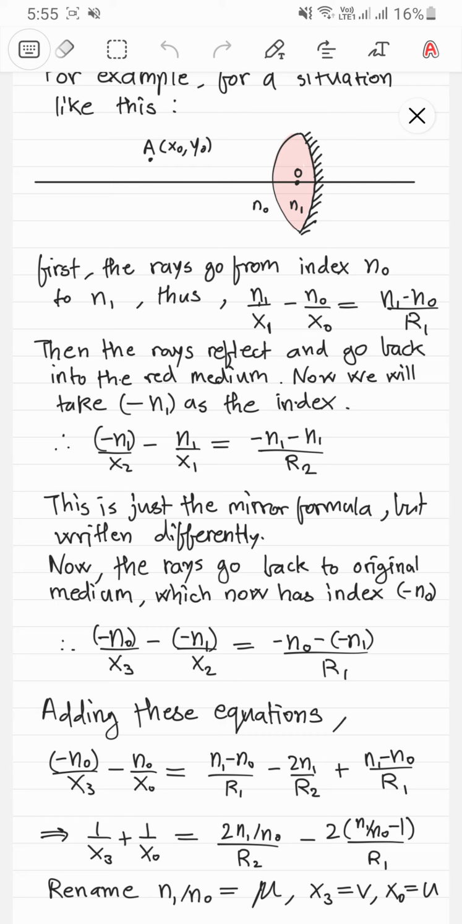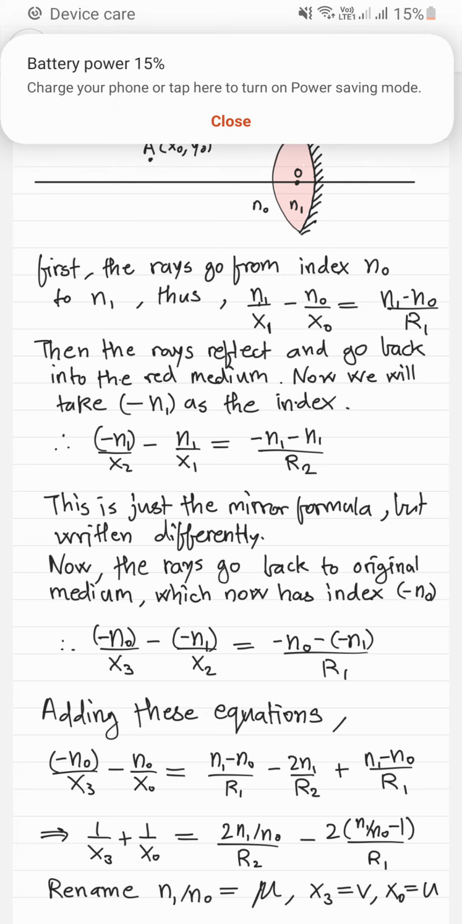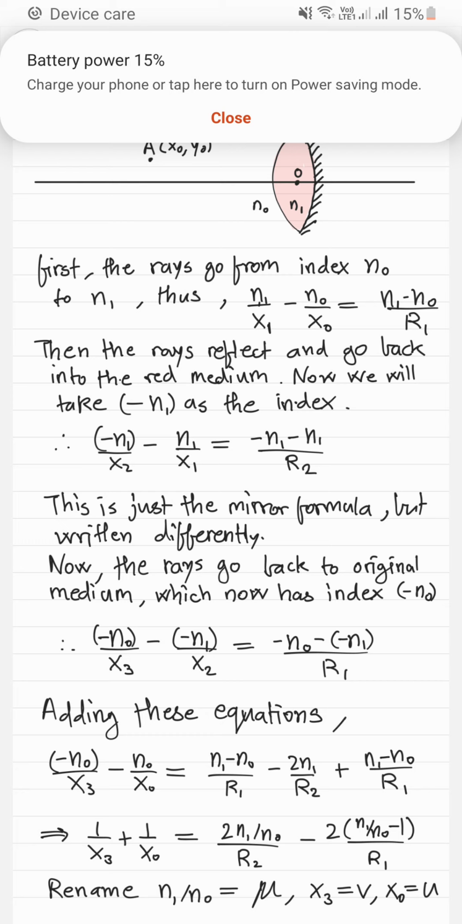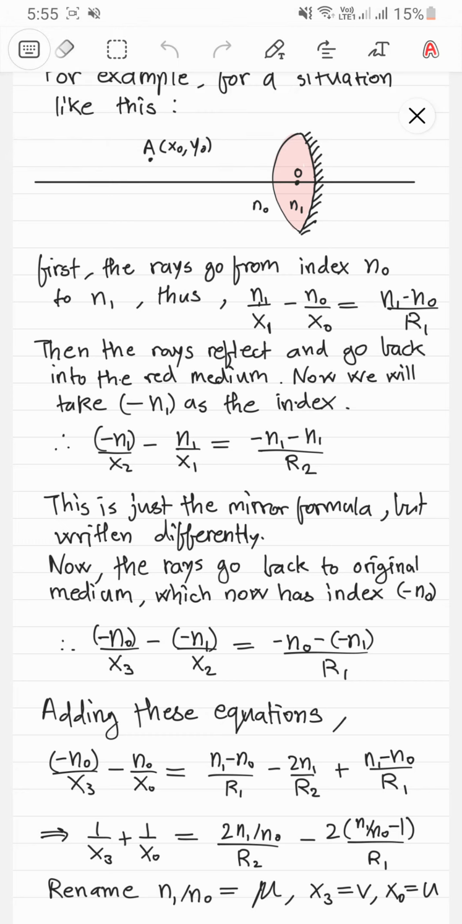Next you have this mirror which has r2, I'm assuming it has r2 signed radius. In this case it's going to be negative, so for this one you will just have minus n1 upon r2. Then the next term: you are going from right to left, from n1 to n naught, so it's going to be negative n naught, the negative of the refractive index, and then minus n naught, and all of that upon r2. So that's what I did over here.